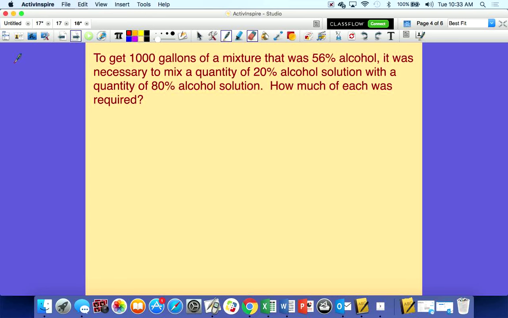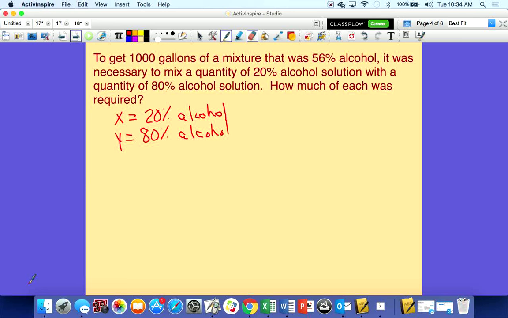Next one, to get 1,000 gallons of a mixture that was 56% alcohol, it was necessary to mix a quantity of 20% alcohol solution with a quantity of 80% alcohol solution. How much of each was required? Now, big question with this is, are the two solutions the same? And the answer is no. We have one that is using 20% alcohol, and the other one is using 80% alcohol.